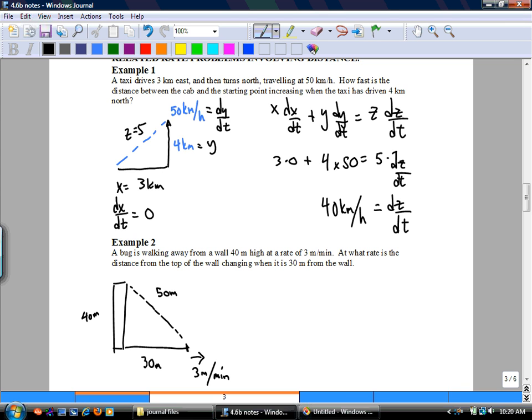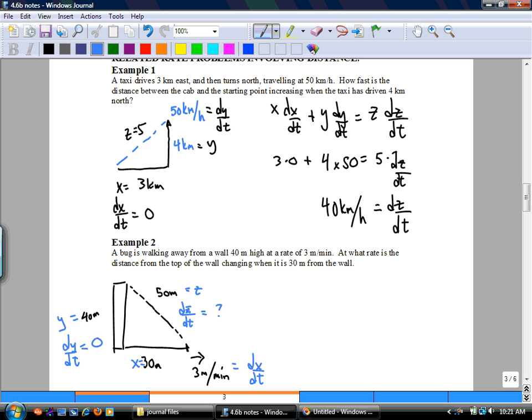So we know x and we know dx dt. x is 30 and dx dt is 3. We know z is 50. We're asking you for dz dt. We don't know that. We know y is 40. What's dy dt? 0. Why? Because the height of the wall isn't changing. The wall isn't falling down. There is no earthquake happening here. Okay?